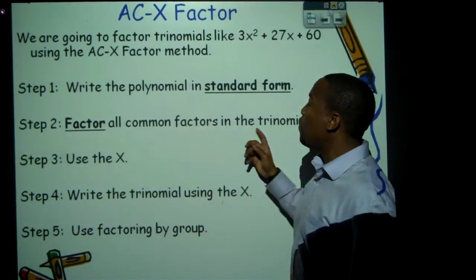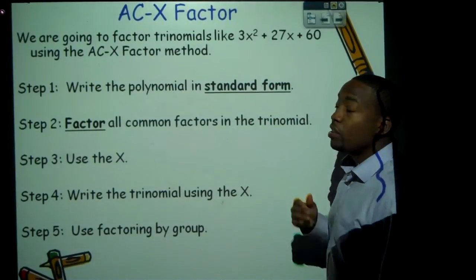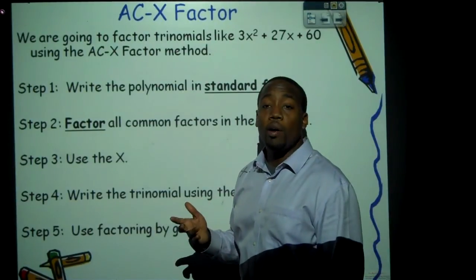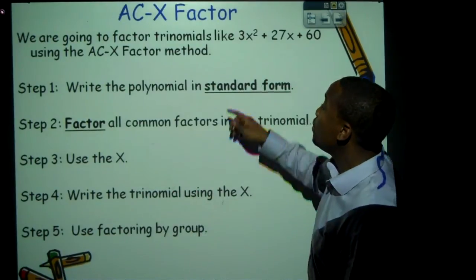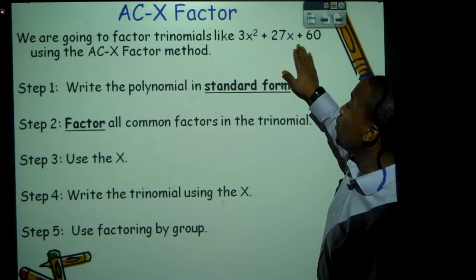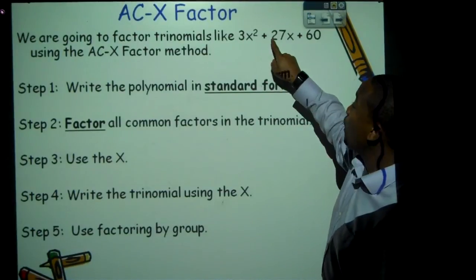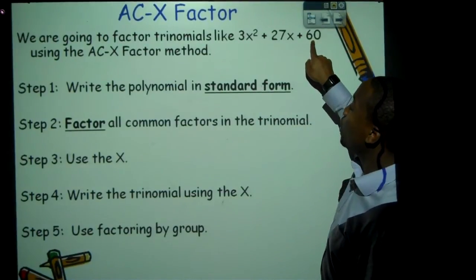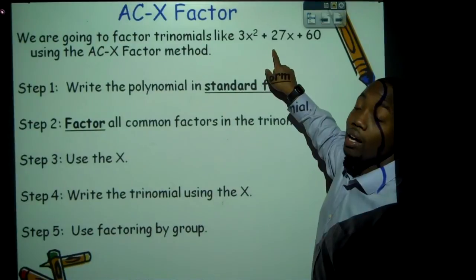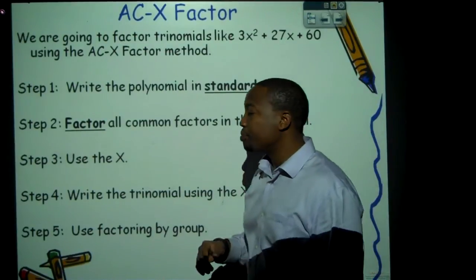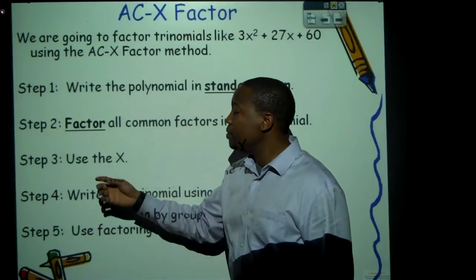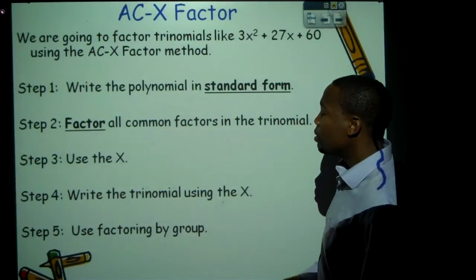Factor out all common factors in a trinomial. In some cases, you might need to factor out a common number in the trinomial before you factor. In this situation, if I look at this one right here, I can divide by 3 here, divide by 3 here, and divide by 3 here. This makes that process a little, well, not even a little, a lot easier. Okay? Now, my next part would be use the x.